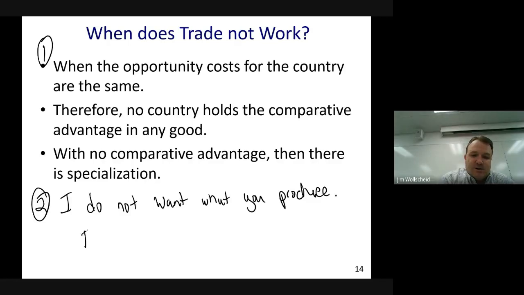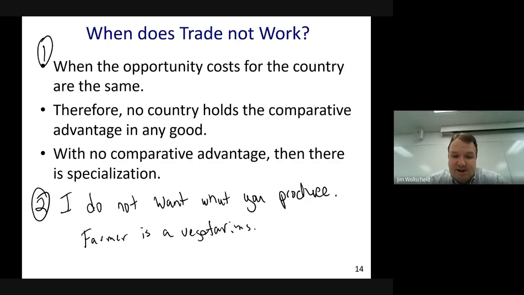so if we go back to our farmer and our rancher, and we talk about the farmer is a vegetarian, he doesn't want meat. So there's no way to benefit from trade, because what would happen is the farmer just produces all the potatoes, and it doesn't matter what price they offer for meat, the farmer doesn't want it. So that works in a very simplistic world where there's only two goods.